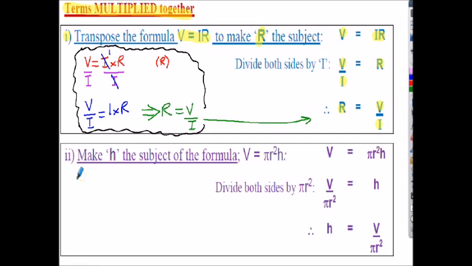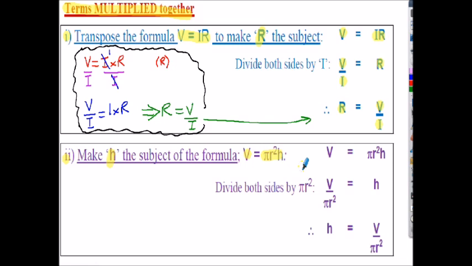If we take illustration 2, shown here, we're asked to make h the subject of the equation, and the equation given is v is equal to pi multiplied by r squared multiplied by h. That's actually the volume of a cylinder formula there.